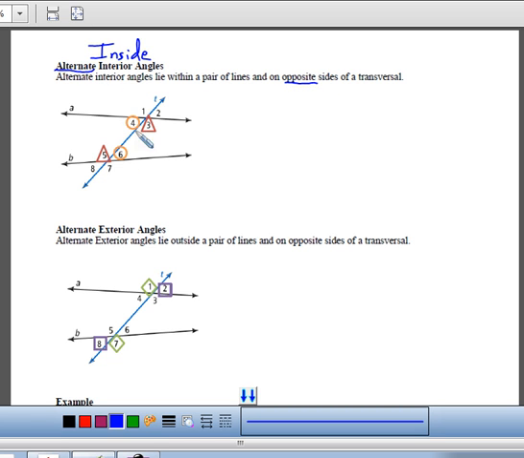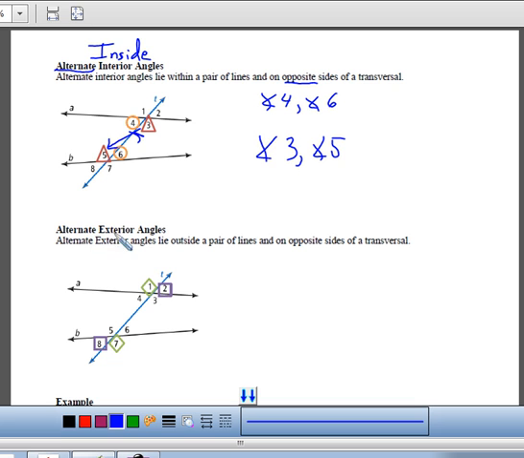So if we look here, we've got angle 4 and angle 6 are on the inside of the two lines, and they're on opposite sides of the transversal. So there's one other pair, that's angle 3 and angle 5. They're on opposite sides of the transversal.